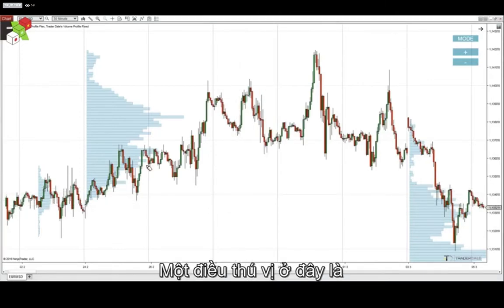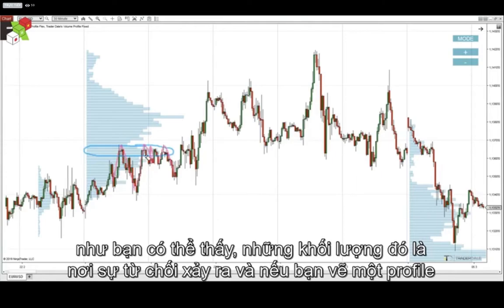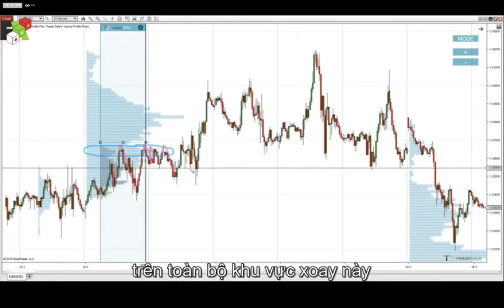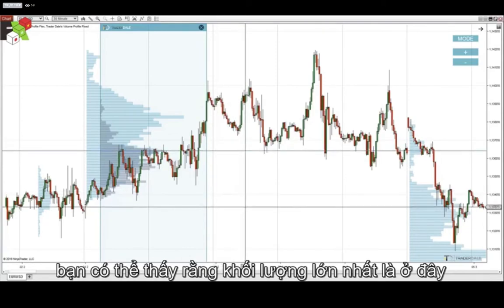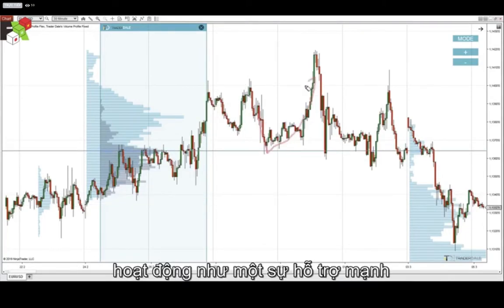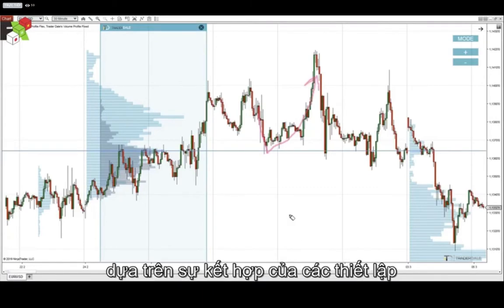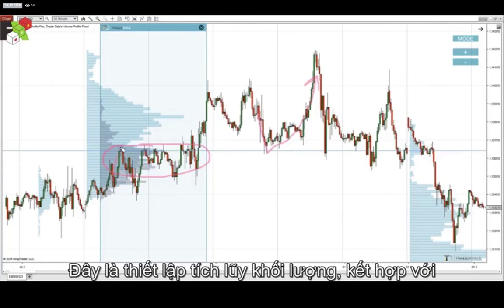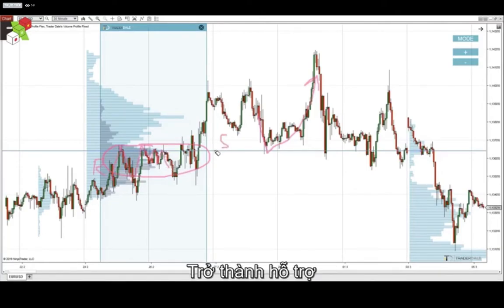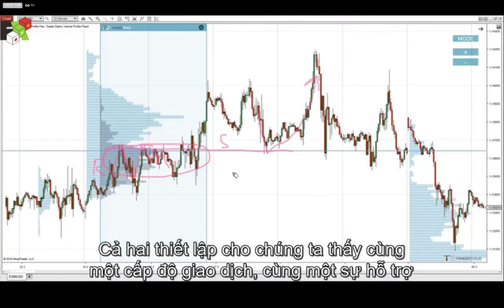Another interesting thing here are those heavy volumes combined with those rejections of this area. As you can see, those volumes are where the rejections occurred. And if you draw the profile over this whole rotation area, you can see that the heaviest volumes were in here, which worked as a strong support. Alright? This would be another nice trade based on combination of setups. Volume-based setup, this is the volume accumulation setup, combined with resistance becoming support setup. Alright? Both setups show us the same trading level, the same support.